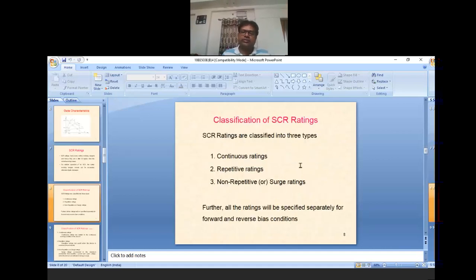The SCR ratings, in fact, all the thyristor family devices and power electronic devices, but also even all electrical equipment and electronic components. When it comes to electrical equipment, may it be machines, that is motors, generators, or transformers, or electronic components which are continuously operated in a circuit, all will be subjected to continuously hold on to the applied voltages and the currents and also increasing temperatures.